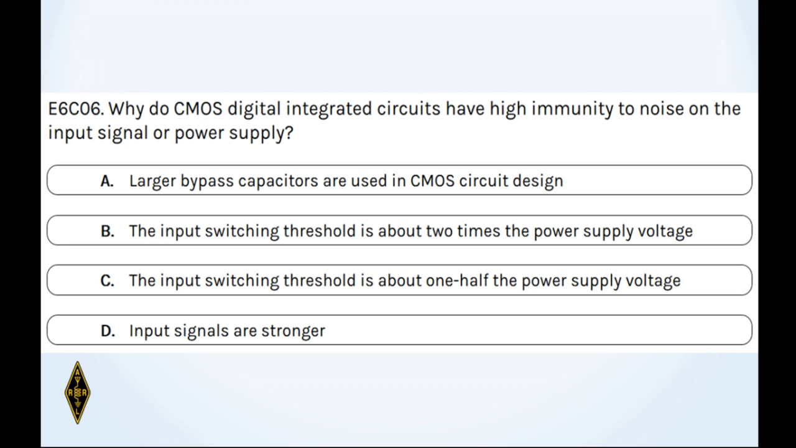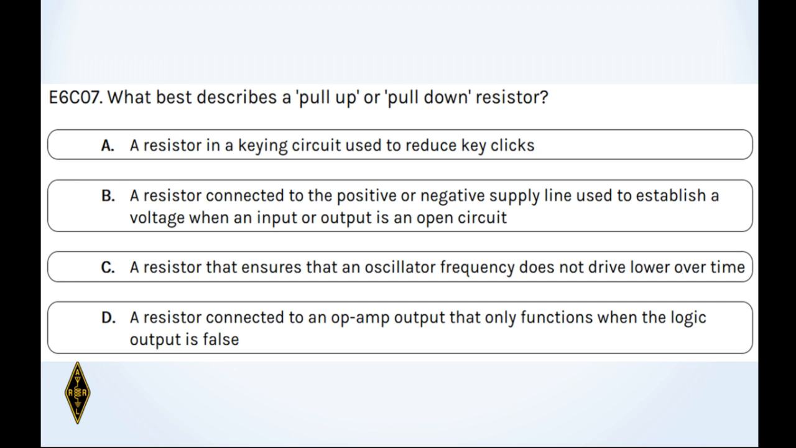And why do CMOS digital circuits have high immunity to noise? I mentioned that the input switching threshold is about a half of the supply voltage. So that helps it be more immune to noise. And what best describes a pull-up or pull-down resistor? So that you don't get into that indeterminate region, you have a resistor that's either connected to the voltage source or the ground to pull that circuit to whatever you want it to be if there's no active device on the line.